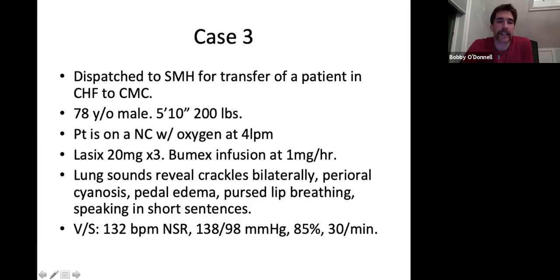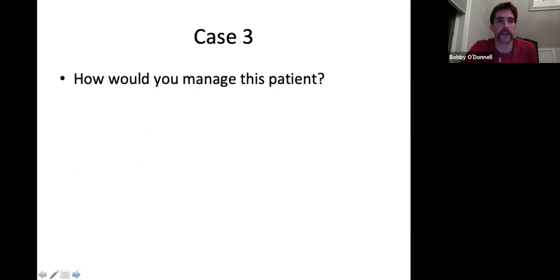Case 3, last one here. We're dispatched to Spear, God help us, for the transfer of a patient in CHF to CMC. It's a 78-year-old male. He's 5'10", 200 pounds. He's on a nasal cannula at 4 liters per minute. They've given him 3 rounds of 20 milligrams of Lasix and put him on a Bumex infusion at 1 milligram an hour. You listen to his lungs, you hear crackles bilaterally, there's perioral cyanosis, pedal edema, pursed lip breathing, and he's speaking in short sentences. He's sinus tach at 132, normotensive, 85% on that nasal cannula and breathing 30 times a minute.